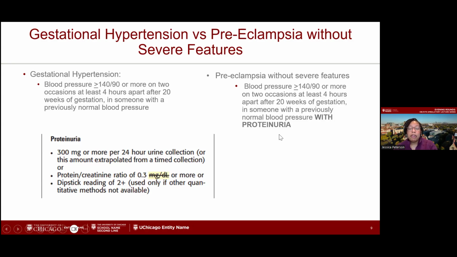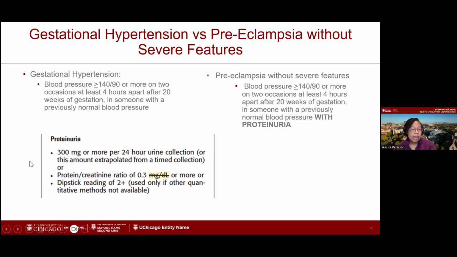Over here is the definition of preeclampsia without severe features. And as you can see, the only difference is this proteinuria part. Okay, so that is a defining difference between gestational hypertension and preeclampsia without severe features. So what is the definition of proteinuria?